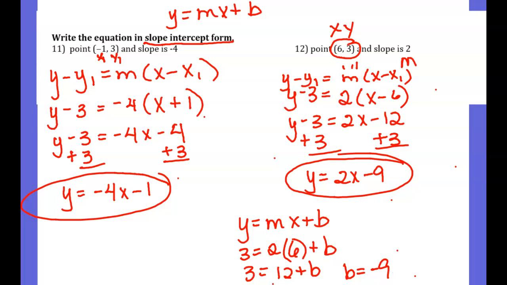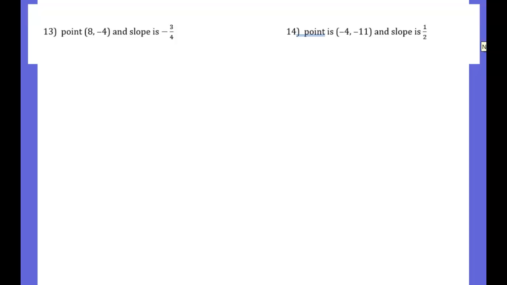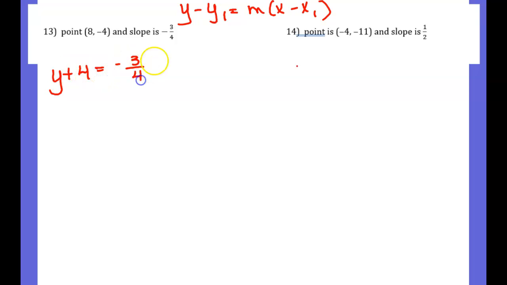But we want you to know the point-slope form for later. You can do it either way, but keep in mind that you could just take the equation and plug in your x and your y that way as well. Okay. Number 13, I'm going to keep doing it using point-slope form, which is y minus y1 equals m times x minus x1. So this is going to be y plus 4, because we're subtracting a negative, is equal to negative 3/4 times x minus 8.